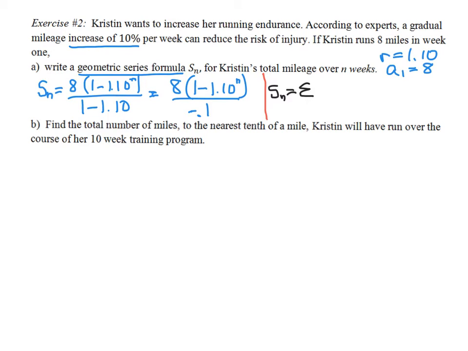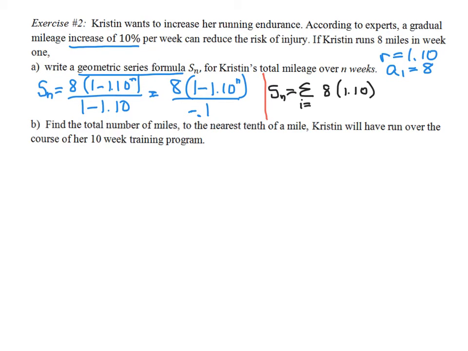So yes, I can say my total Sn could be adding together each of the weeks. Now, how do I figure out how much she has each week? Well, the first week was definitely 8 miles. And then each week after that, I'm going to have to multiply by 1.10. Now, with my sigma, I have to use that as an index. So I am going to say, let's call my index the letter I.